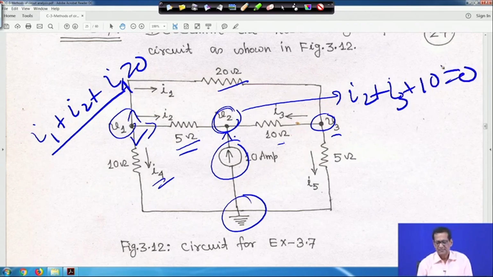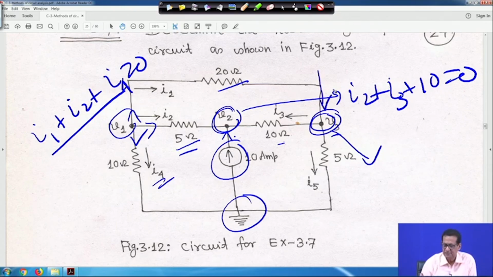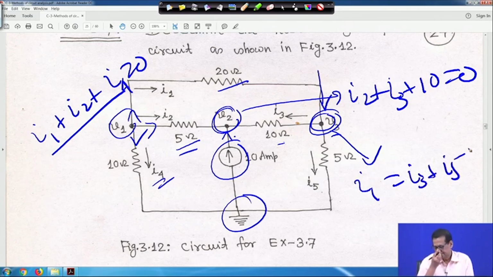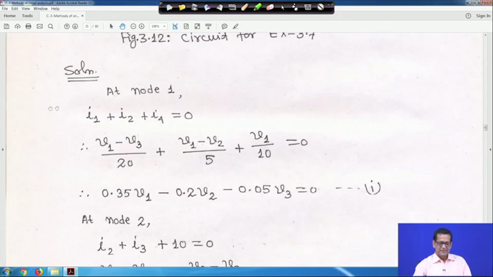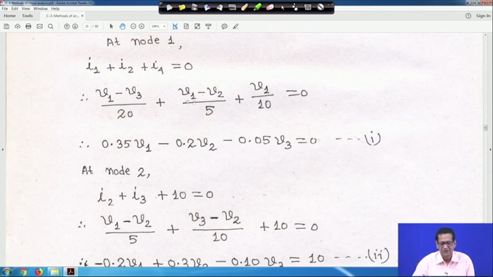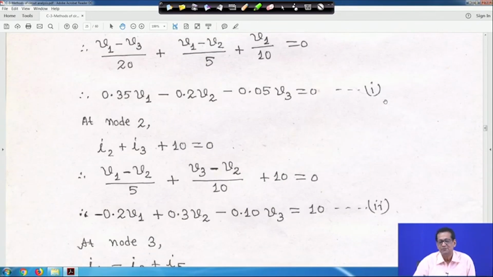This is another KCL. Then if you apply KCL at node 3, the I1 current is entering this node. So I1 is equal to I3 plus I5, as the other two currents are leaving. All these things you will be knowing. This is for explanation. Directly you can write, I told you, I1 plus I2 plus I4 is equal to 0. You now know I1, I2 and I4 in terms of these voltages. So, this is one equation.